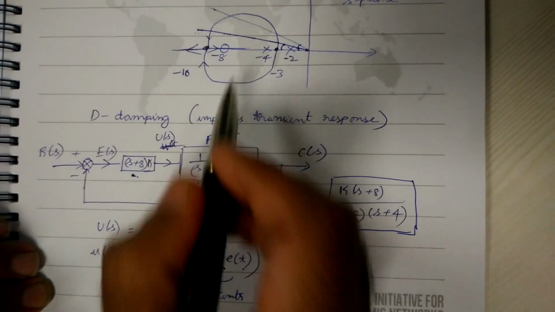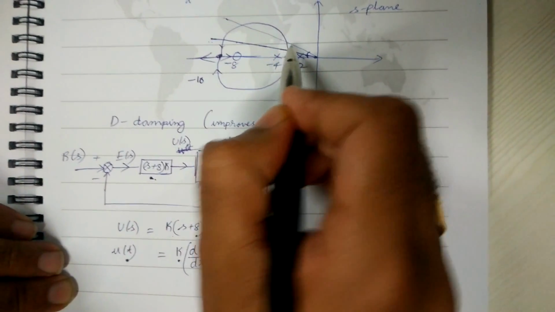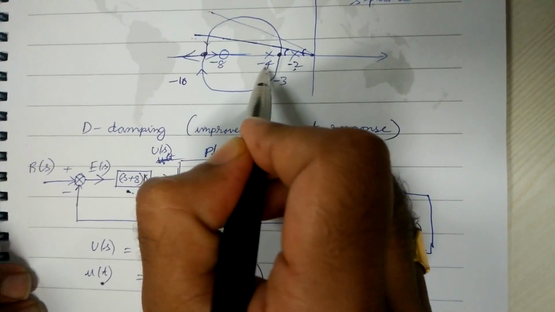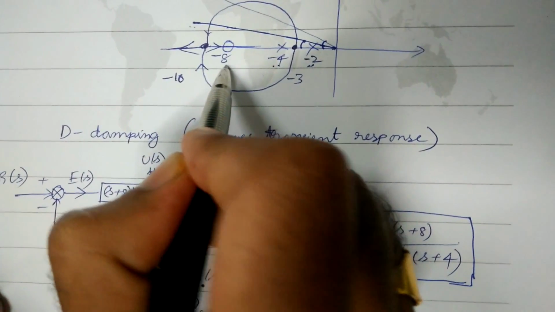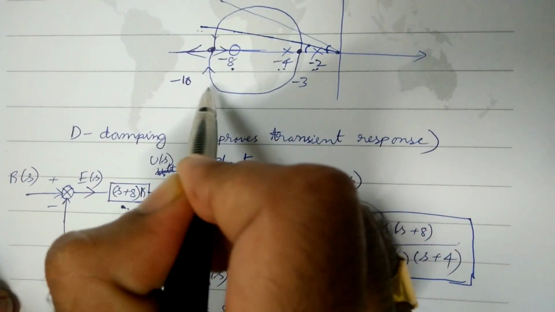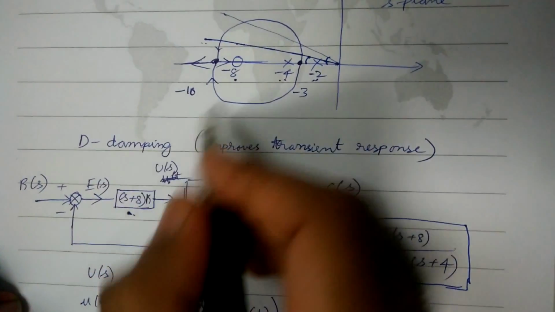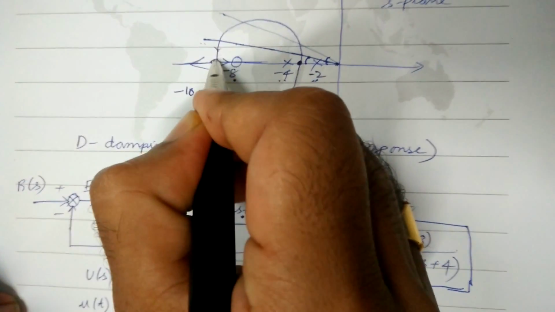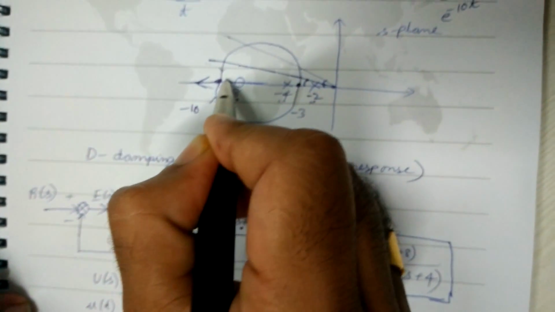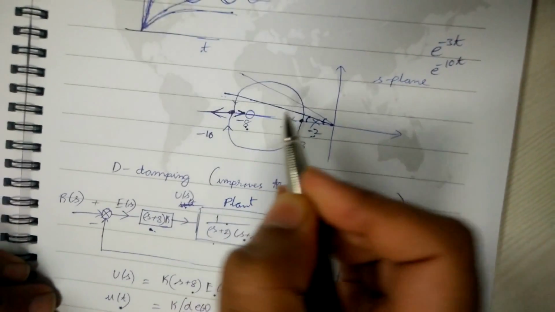If we draw the root locus of such a system, these are the open loop poles, and this is the open loop zero. So the root locus will look like this. By varying the gain k, the roots will travel this path. One will go to infinity and another one will go to minus 8.